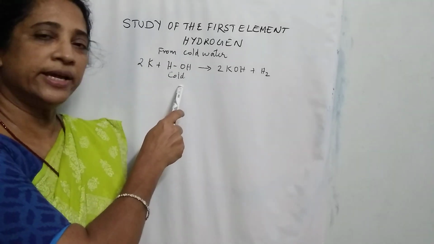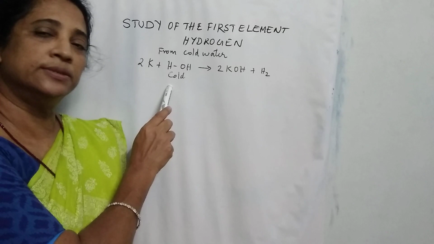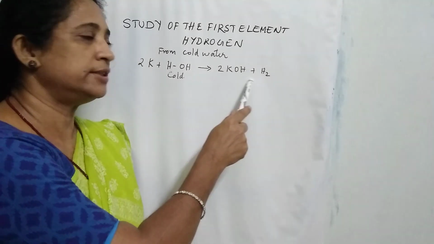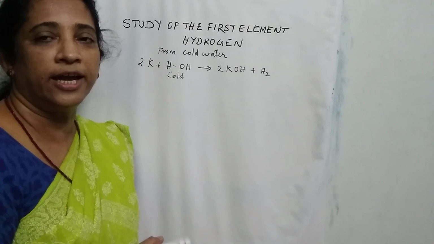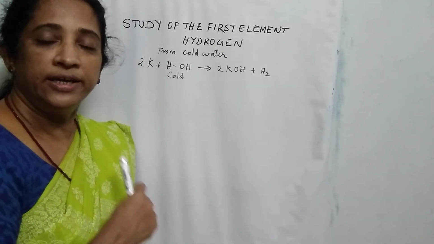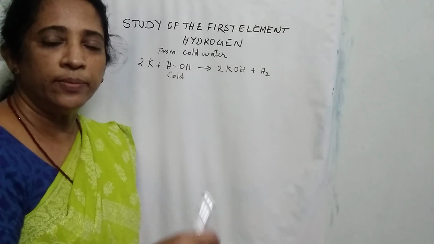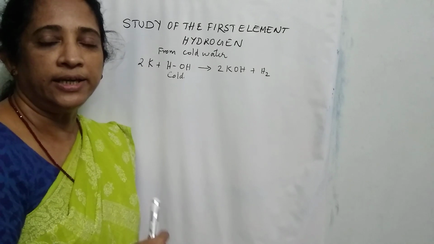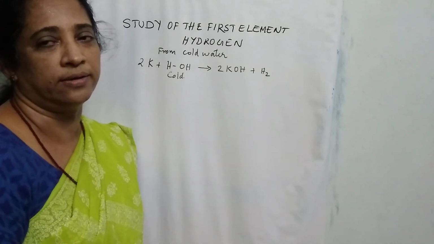When potassium is placed in cold water, potassium displaces less reactive hydrogen from water and we get potassium hydroxide and hydrogen, KOH and hydrogen. This reaction is violent and exothermic, and the liberated heat energy ignites hydrogen. Hydrogen is ignited to water.